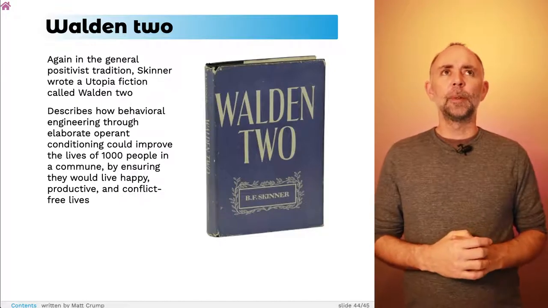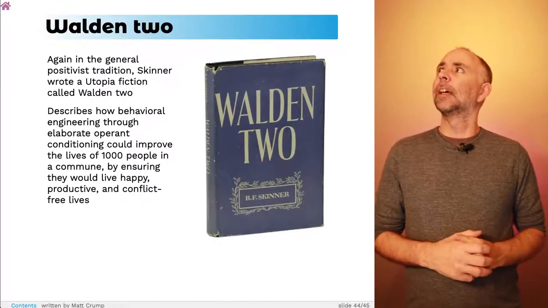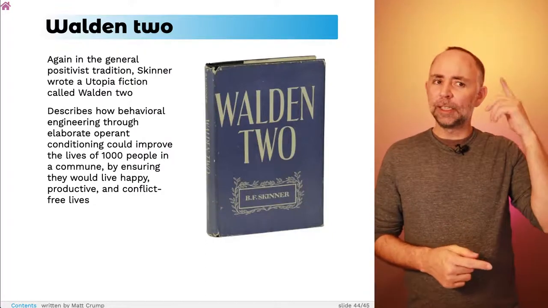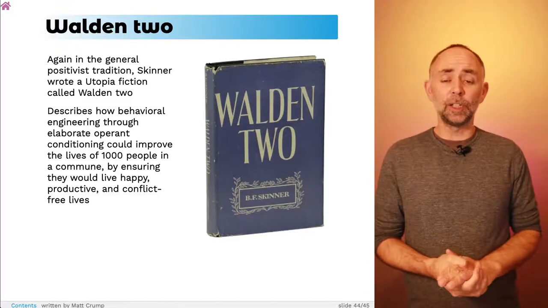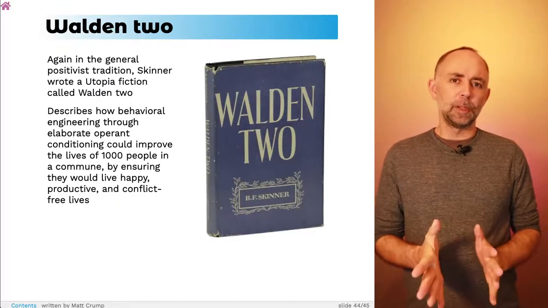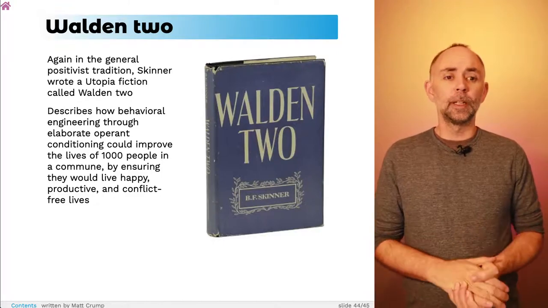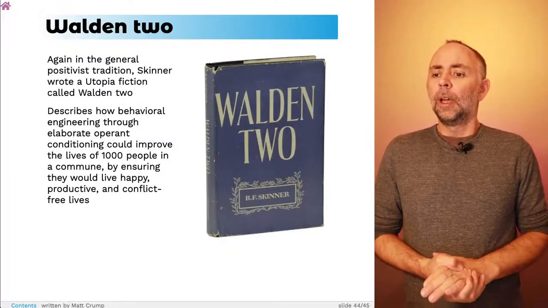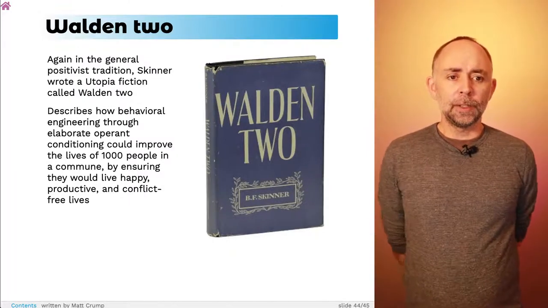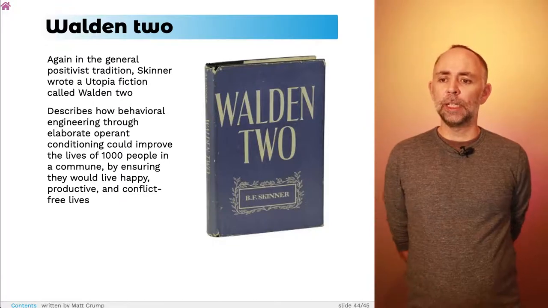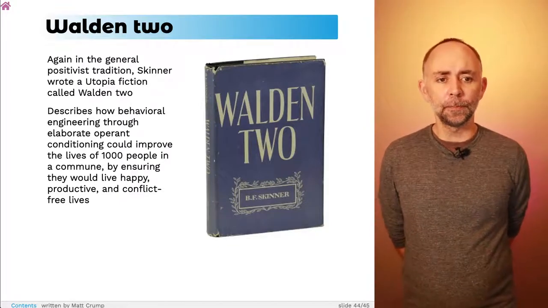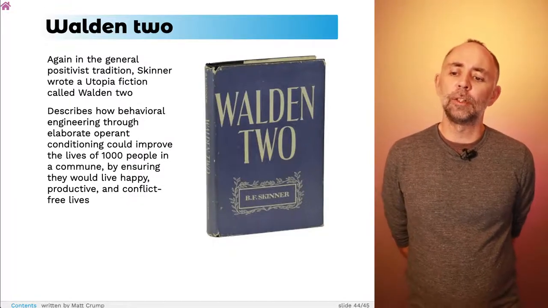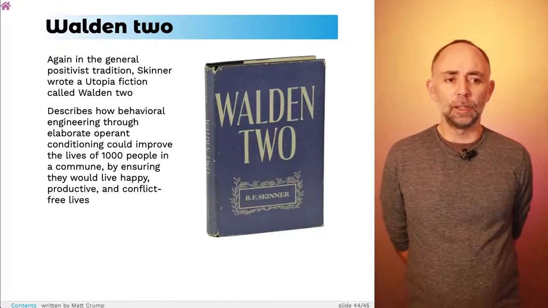At the end of his book, he sort of said, let him extrapolate who will. And I think he had some ideas about what the implications of this work was, but he didn't really spell them out. Later on, I think he did spell them out in this book, Walden 2. This is a fictional book. It's a science fiction, but it's when B.F. Skinner describes how behavioral engineering through elaborate operant conditioning could be used to improve the lives of 1,000 people living in a commune by ensuring they would live happy, productive, and conflict-free lives.